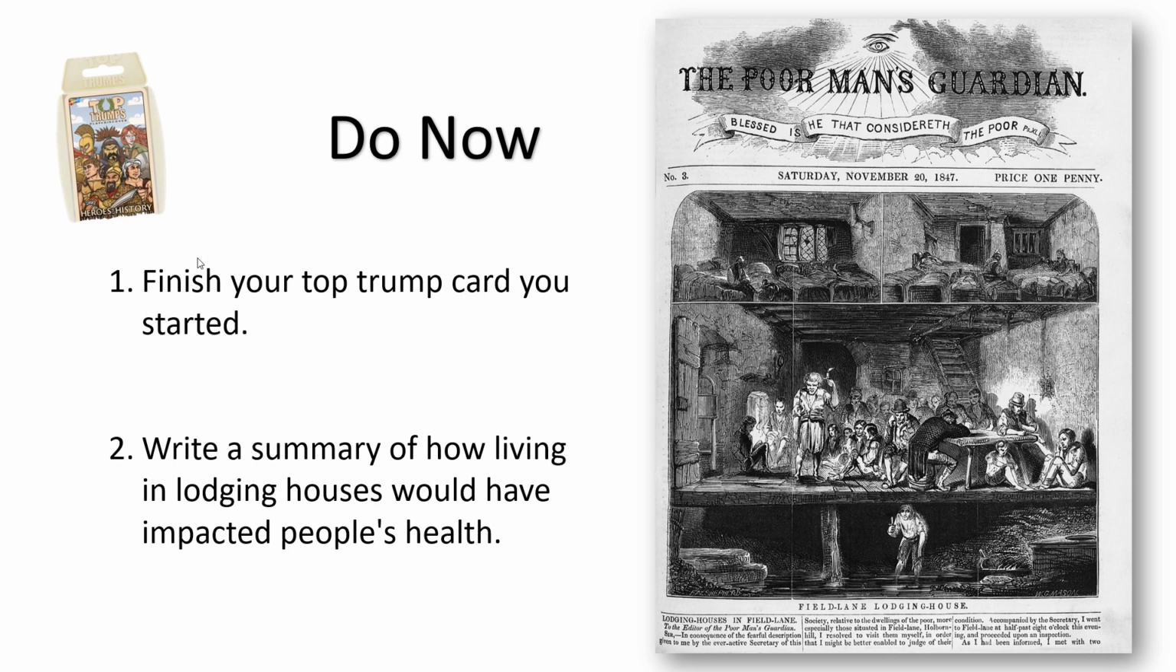So this is the do now. They started to do top trumps, which half of them don't actually know what those are, which makes me feel ancient at 25, but there we go. They started off these top trumps of housing, food, and waste and water, which is just a fun way for them to consolidate their learning from those lessons. If they've done this, they can write a summary on how living in lodging houses would have impacted people's health. Obviously this is very specific, and here we've got some imagery of a lodging house.